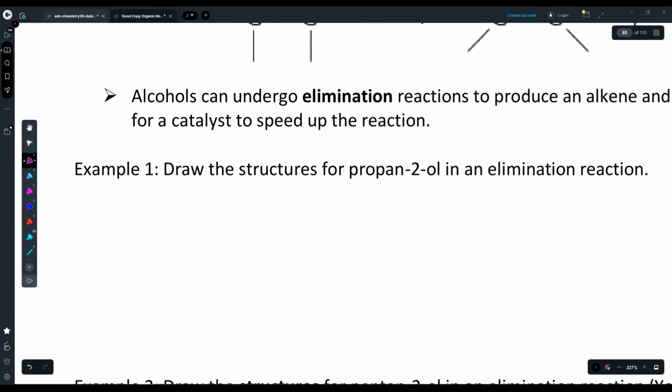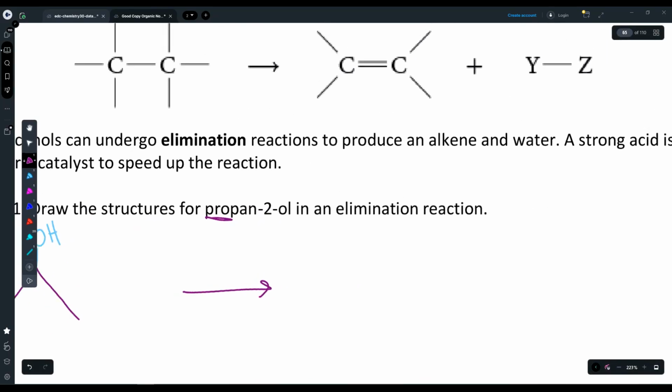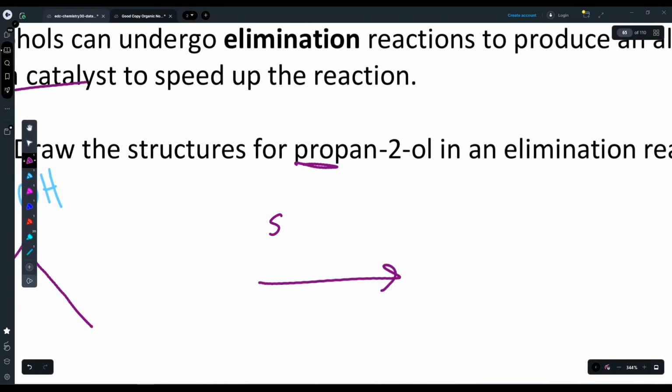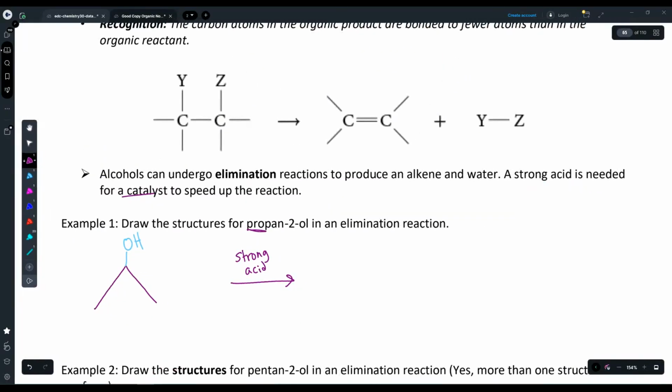So we're given propan-2-ol. Prop means that there are 3 carbons in our parent chain, 1, 2, 3, and then 2-ol means that there's an alcohol group on the second carbon. Because we need a strong acid as a catalyst, I'm just going to write strong acid over top of the reaction arrow, because that's typically where they'd go if you had a catalyst.